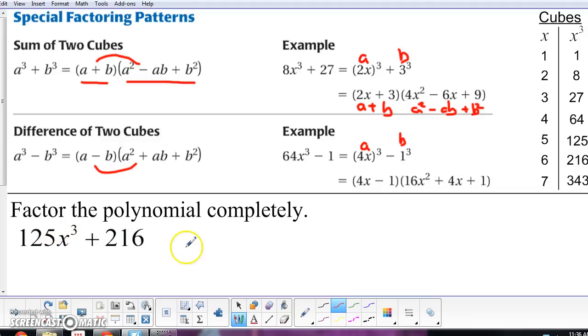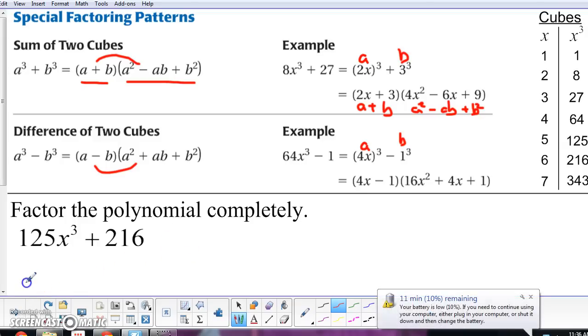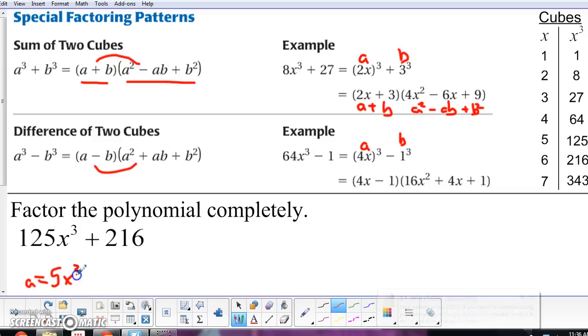125x cubed plus 216. The first thing I have to recognize is that I have two terms, so this might be a special pattern, and I notice that 125 is a cube, so is x cubed, both on my list, and 216 is also on my list. So I have a couple of cubes. The first thing I'm going to identify is what did I cube to get each of these numbers? I cubed 5x to come up with 125x cubed, and then I cubed 6 to come up with 216. So I'm going to write a as 5x and b is going to be 6.